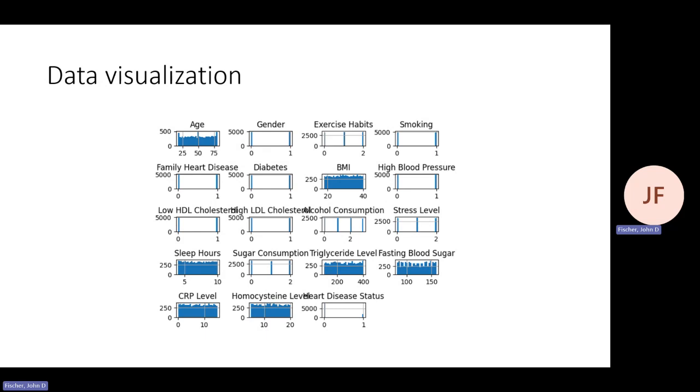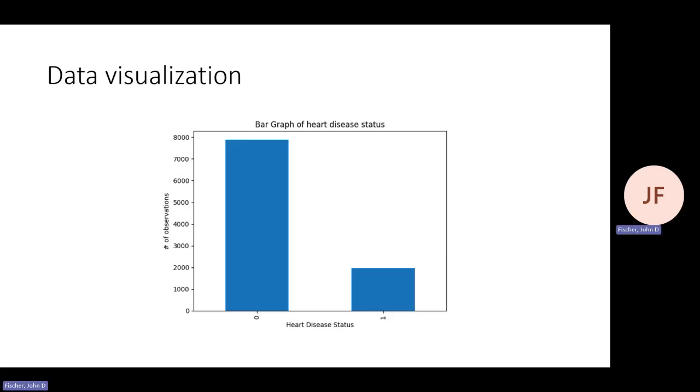But I want to pay attention to the heart disease status because that's our target variable. So looking at this bar graph of the heart disease status more closely, on the left is all the 0 values, and on the right is all the 1 values. And as you can see, there are 8,000 zeros and 2,000 ones. So this big of a gap will mean that my data is imbalanced, and that will have a huge effect on all of the models' performances, which I'll get into later.